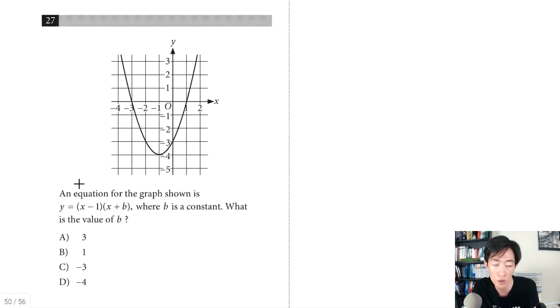Question 27, an equation for the graph shown is blah, blah, blah, where B is a constant. What is the value of B? So just by looking at this graph, I know that the answer is going to be 3. Why?